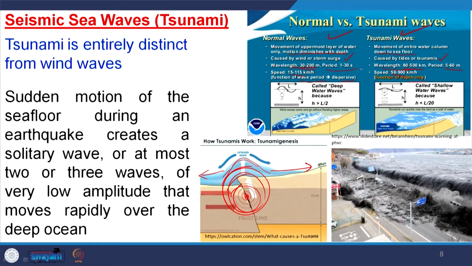So, as the tsunami wave moves from the submarine condition towards the coast, the sudden motion of the sea floor during the earthquake creates solitary waves, at most 2 or 3 waves of very low amplitude, that move rapidly over the deep ocean. That rapid movement, with a 50 to 500 kilometer wavelength and 50 to 900 kilometers per hour speed, when it hits the coastal zone, does more damage.